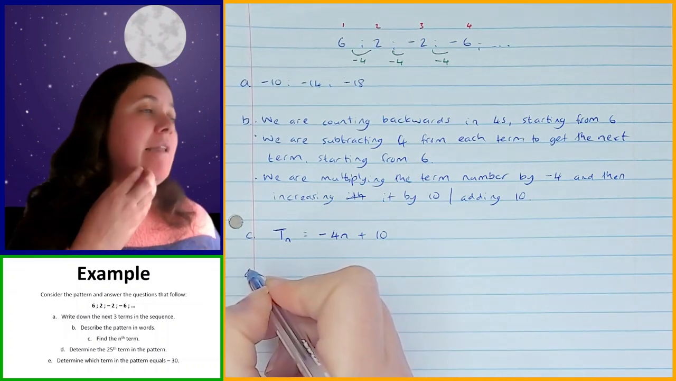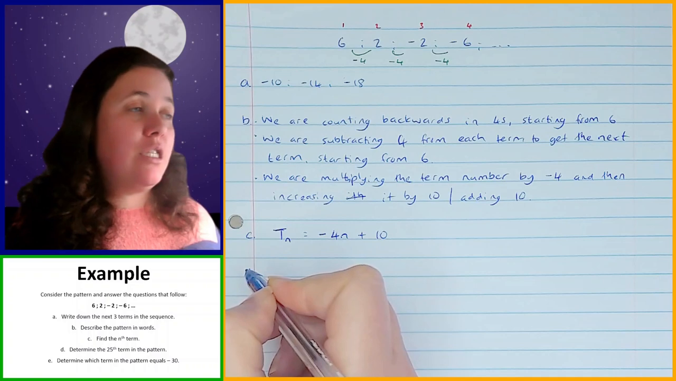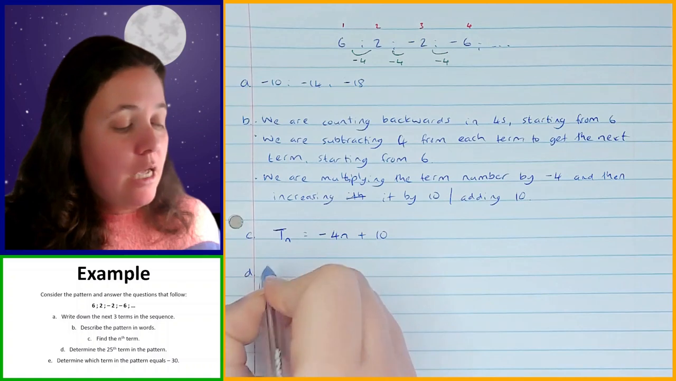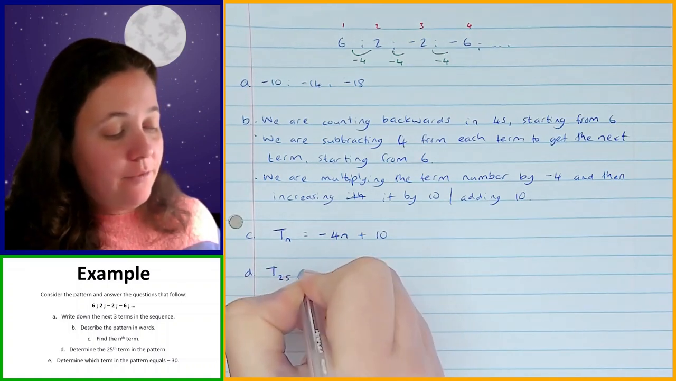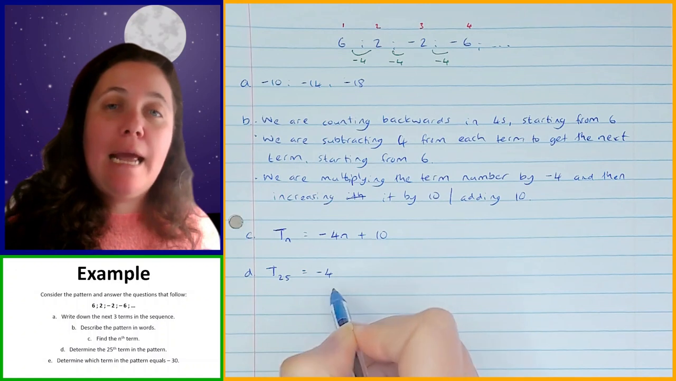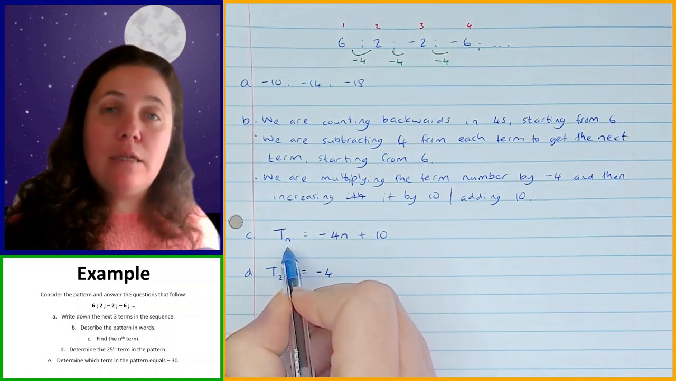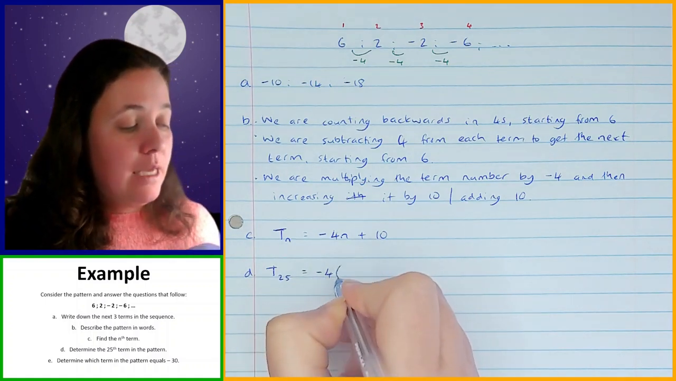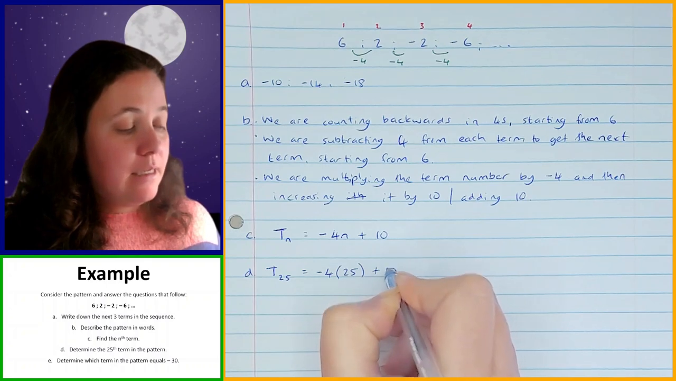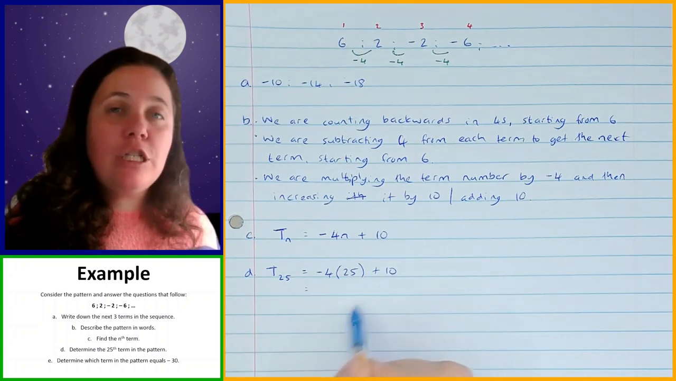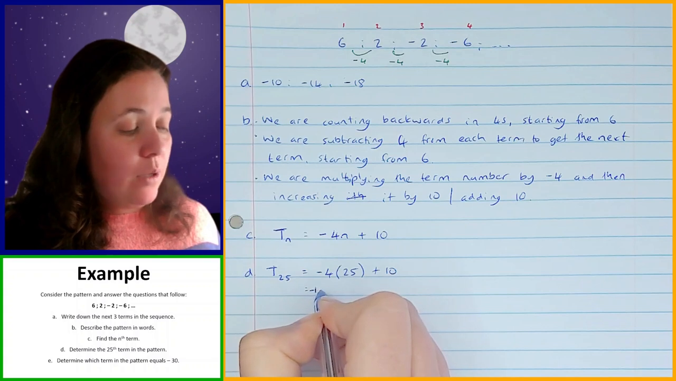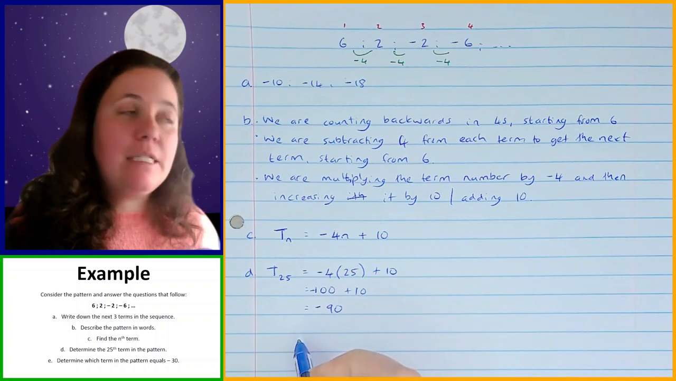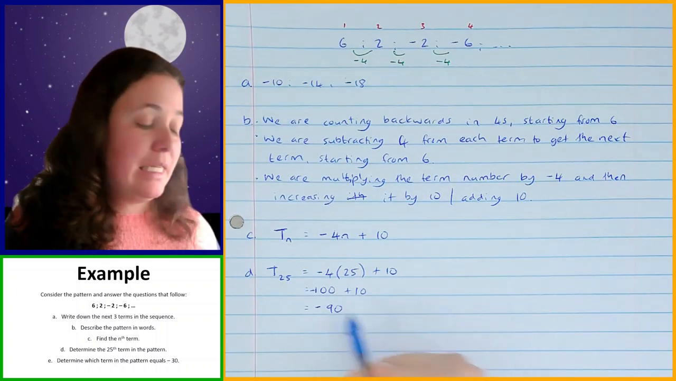Then question D. Now we're going to use that rule to help us to answer these two questions, D and E. So for question D, I need to work out the 25th term of the pattern. So that's T25. So I'm going to change the n, because over here, if I'm finding the 25th term, I've changed n to 25 there. So I must change this n to 25 as well. So negative 4 times 25 plus 10. Okay, so now I need to just simplify this. Negative 4 times 25 is negative 100, plus 10 gives me negative 90. So for question D, the 25th term is equal to negative 90.